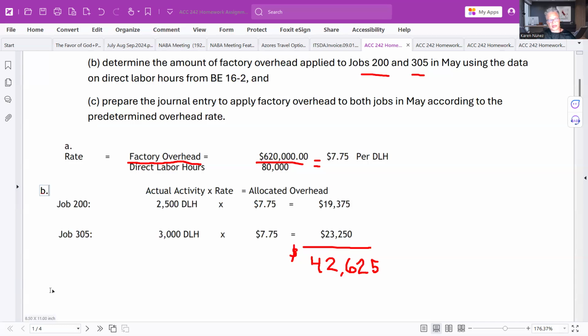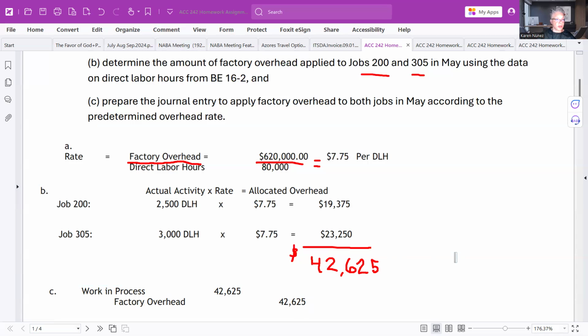And the offsetting credit to that entry is going to be the factory overhead account. So in this case, we're going to put the allocated overhead in work in process, debit work in process for 42,625, and credit factory overhead for 42,625. That's why I put in that total. So we'd have the total amount that we needed for part C.